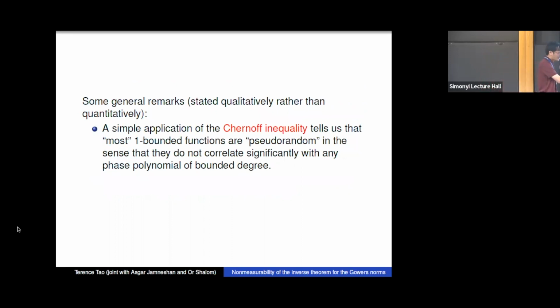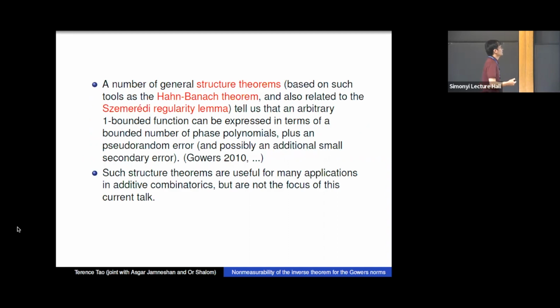If I make a completely random function on F_p^n, then you can use various standard tools like the Chernoff inequality, and most functions are what we call pseudo-random, which means that the correlation with all these phase polynomials is basically exponentially small. There's not too many of these phase polynomials. They get a bit more as the degree grows, but as long as the degree stays bounded. So most functions are pseudo-random. Some functions are not. But there are all kinds of useful structure theorems, which I won't talk about here.